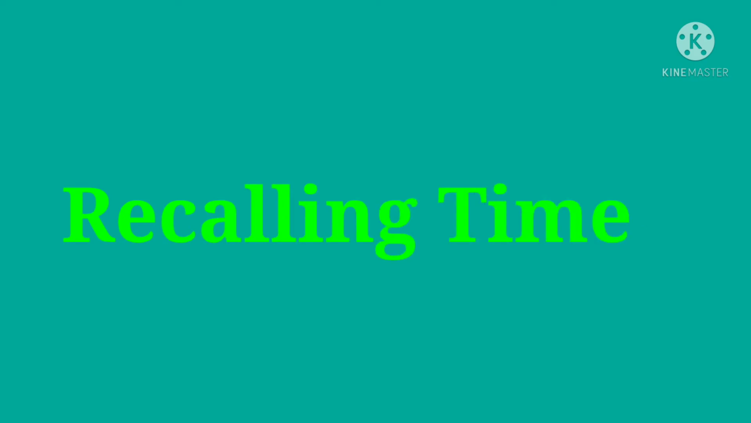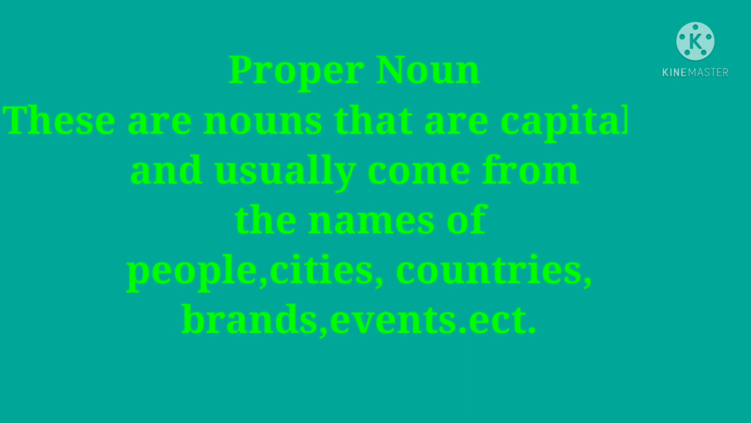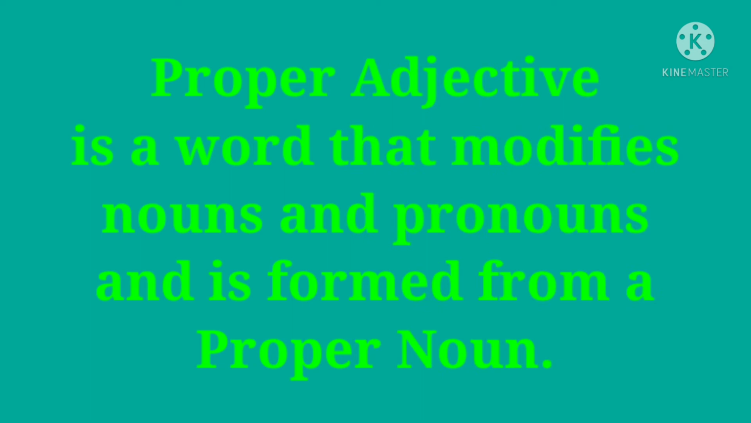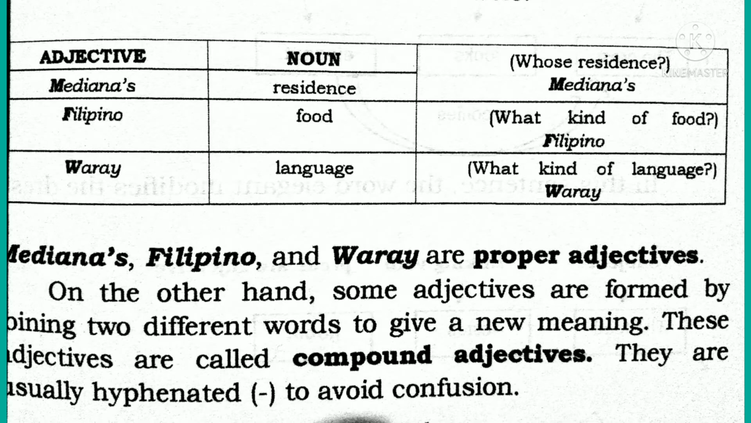Kids, recall your lessons on proper nouns. Remember that these are nouns that are capitalized and usually came from the names of people, cities, countries, brands, events, and the like. Like the proper nouns, there are also adjectives that need to be capitalized. They are called proper adjectives. A proper adjective is a word that modifies nouns and pronouns and is formed from a proper noun.